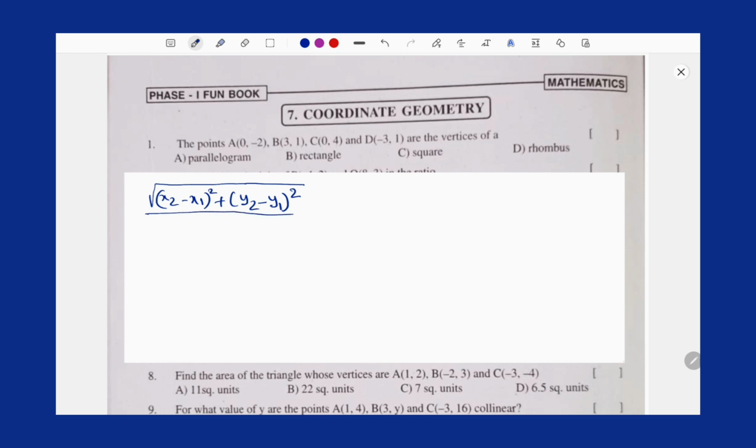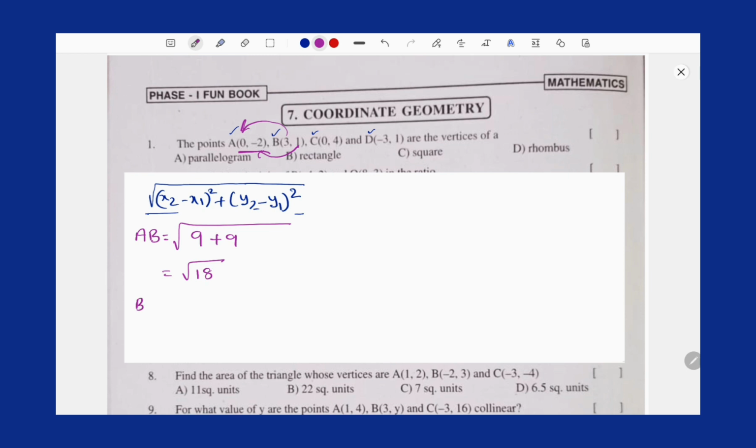Now by using this distance formula, you can find out. You know that A, B, C, D, four vertices are given. First of all, you can find out AB. Here the first point is 0 comma minus 2. The second point is 3 comma 1. So here x2 minus x1, 3 minus 0 is 3, 3 square is 9. Now 1 minus (minus 2) means 3, again 9. So that is equal to root 18.